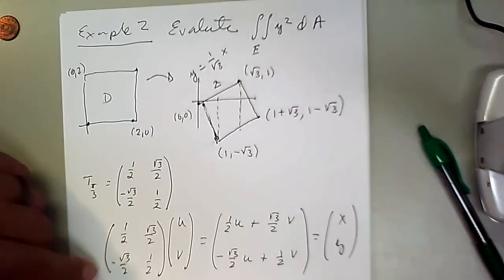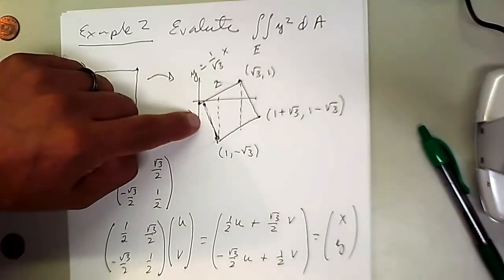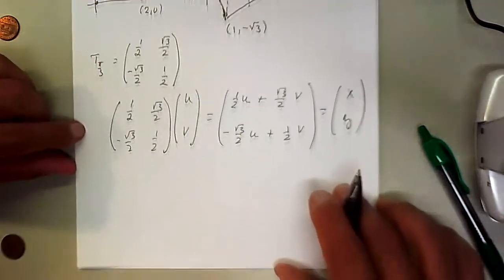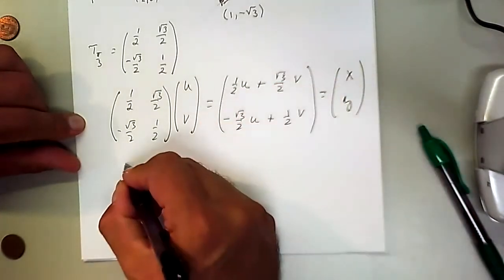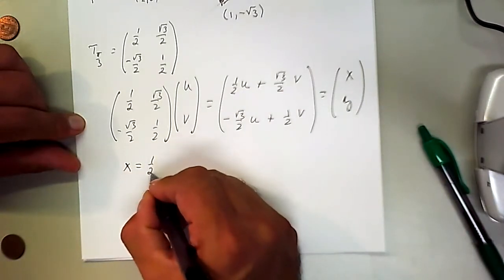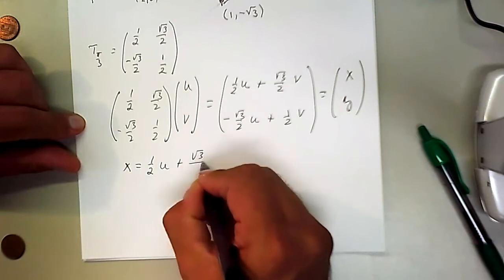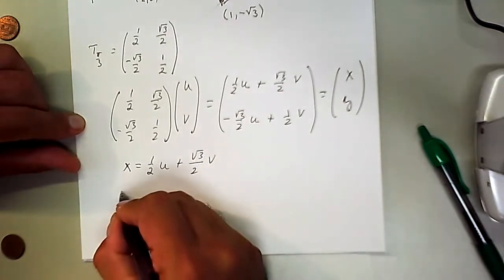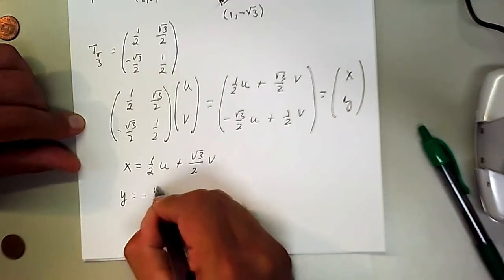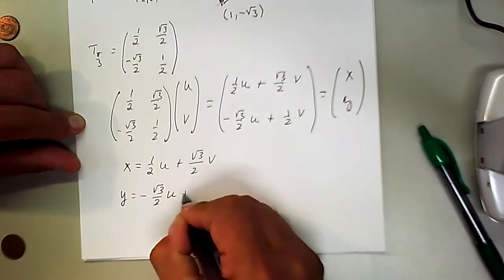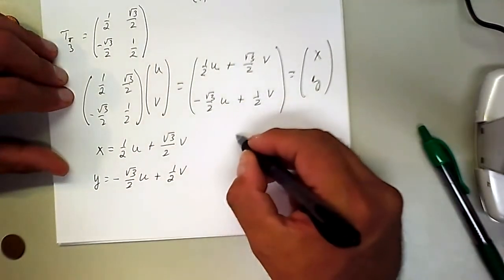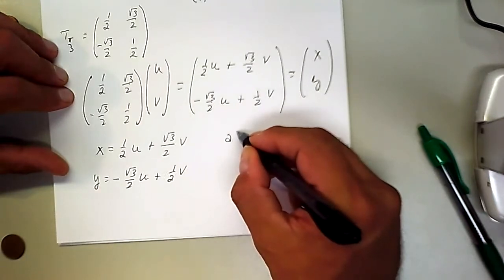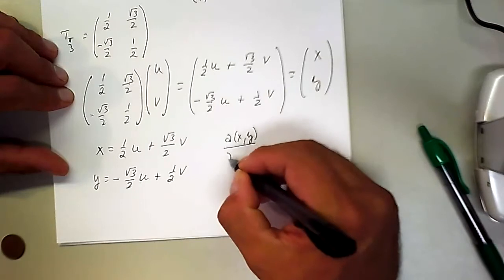So the transformation that makes this square go into that square that has been rotated would be x equals 1/2 u plus square root of 3 over 2 v, y equals negative square root of 3 over 2 u plus 1/2 v. We want to know also the corresponding Jacobian.